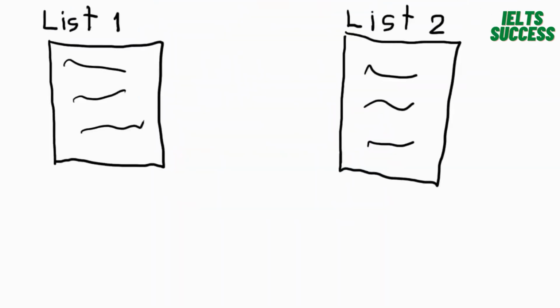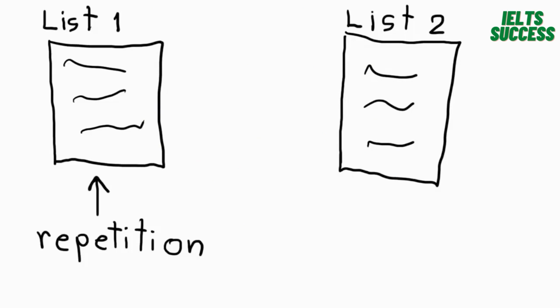I created 2 lists of words that I didn't know, and I just tried to memorize the words in each list. I did not use any technique to memorize the first list. It was just pure repetition. But for the second list, I used the technique that you're about to learn.